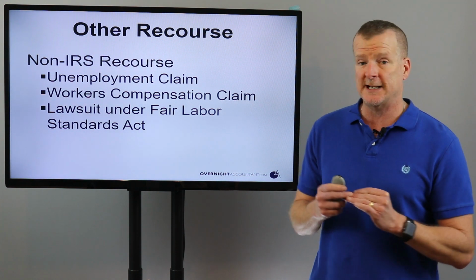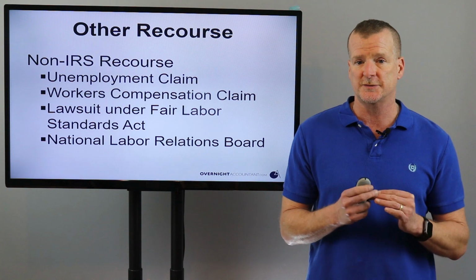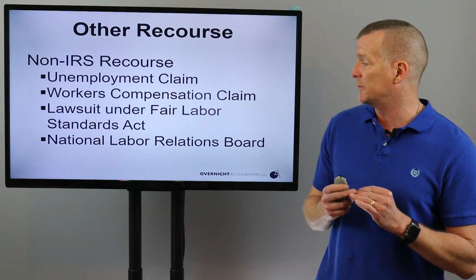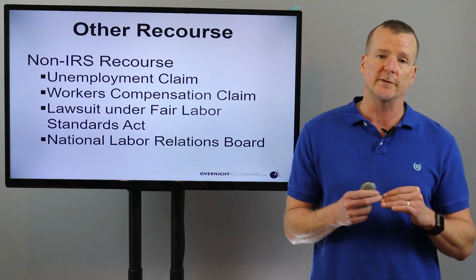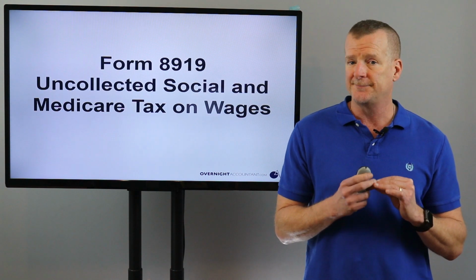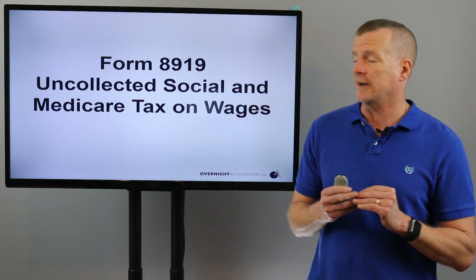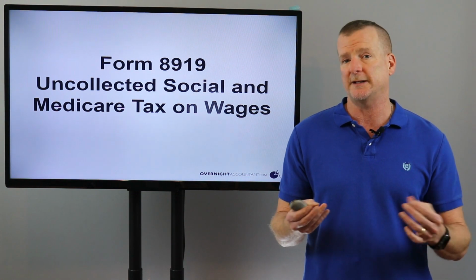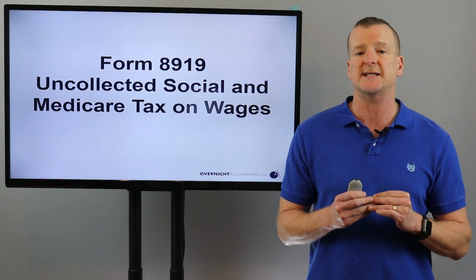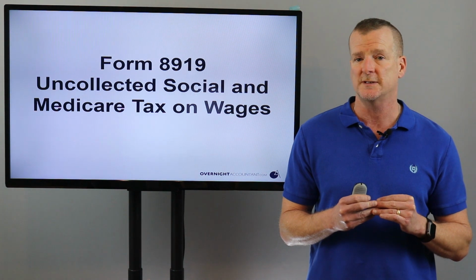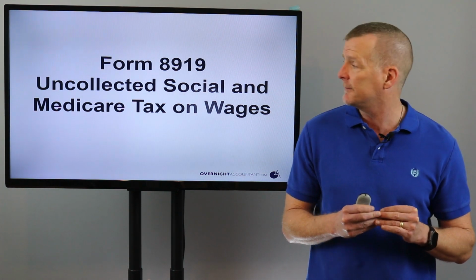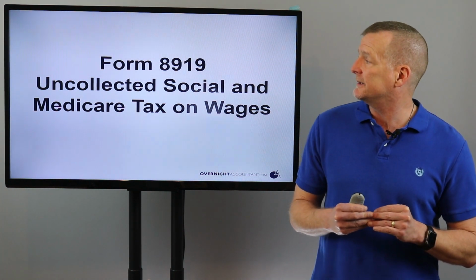And when I've dealt with it, this can also often end up in a class action lawsuit. Also, you can file a claim with the National Labor Relations Board, more of a union deal, but that's a potential recourse they would have. Now, let's look at the federal. That's what this lesson is about. I just want to make you aware of the possible state consequences and other forms of recourse that workers could have. Now, this is Form 8919.